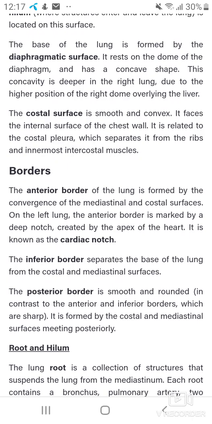On the left lung, the anterior border is marked by a deep notch created by the apex of the heart. It is known as the cardiac notch. The inferior border separates the base of the lung from the costal and mediastinal surfaces. The posterior border is smooth and rounded, in contrast to the anterior and inferior borders, which are sharp. It is formed by the costal and mediastinal surfaces meeting posteriorly.